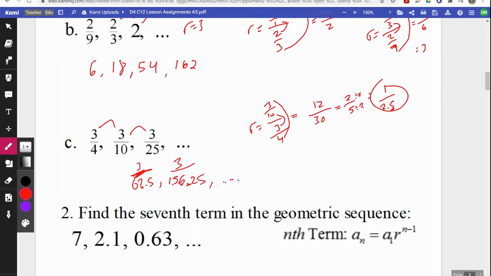All right. So in this one, I opted to keep the pattern going so it looked the same, but that is not necessary. You could get 30/625 right here if you wanted, if we used 2/5 as our common ratio.